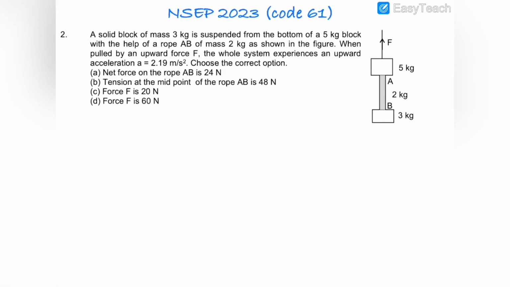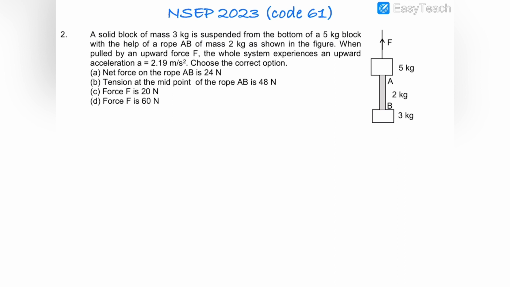In this question, you can see that there is a solid block of mass 3 kg. It is suspended from the bottom of a 5 kg block with the help of a rope. This rope has a mass of 2 kg, and when this system is being pulled with a force F in the upward direction, then the whole system experiences an upward acceleration of 2.19 meters per second square. So we have to choose the correct option.